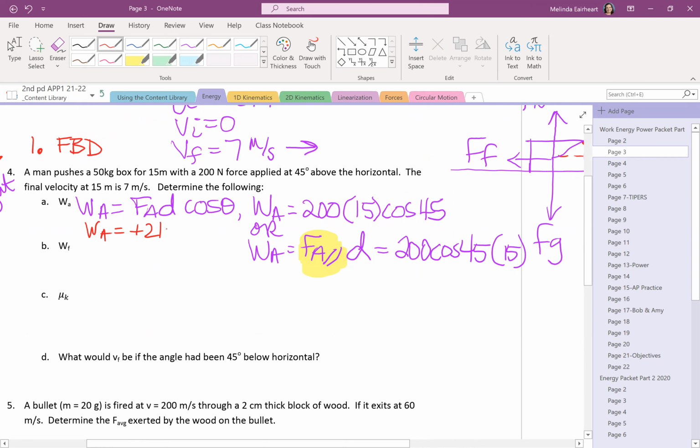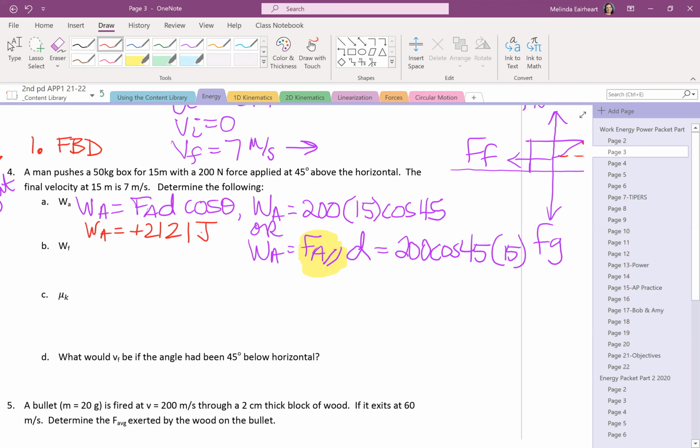21, 21? Okay. Now, walking around, I saw some different numbers. And so let's all try it again. Oh, one thing I haven't said today, but we said it a lot in the fall: calculators must be in degree mode. So let's make sure we're in degree mode. So 200 times 15 times cosine 45? Yes. And I get 21.